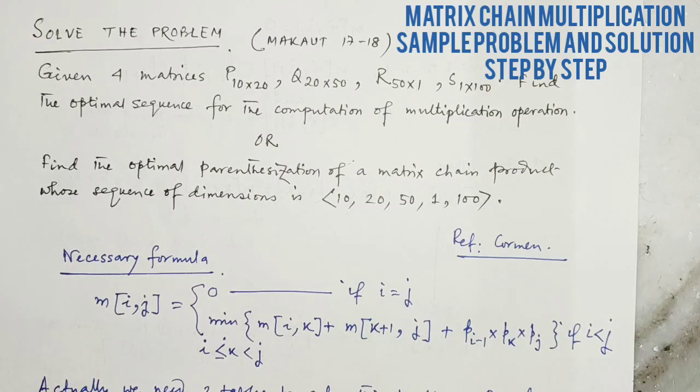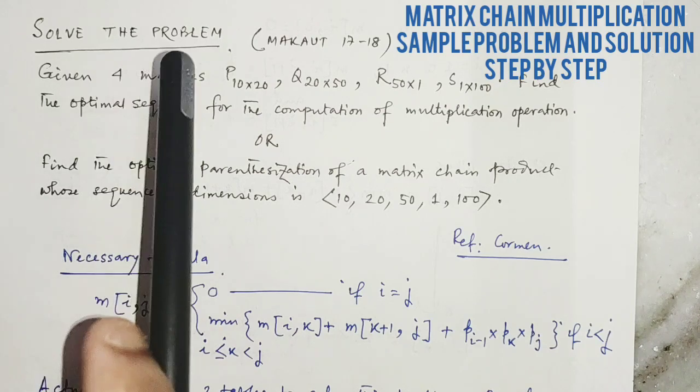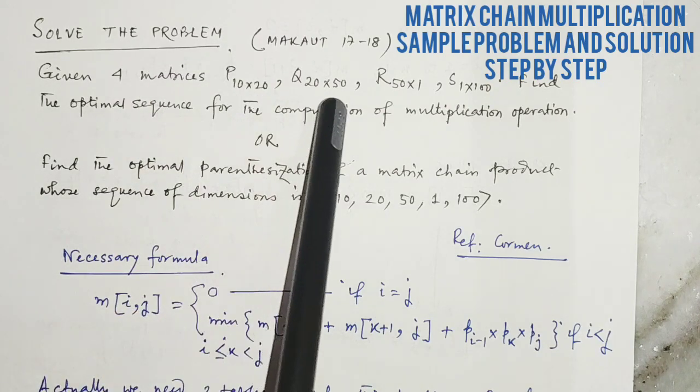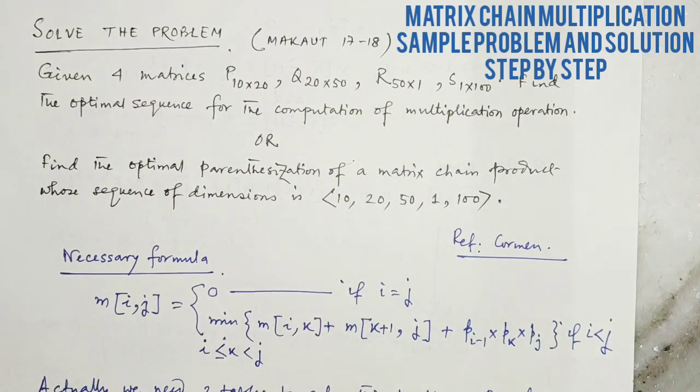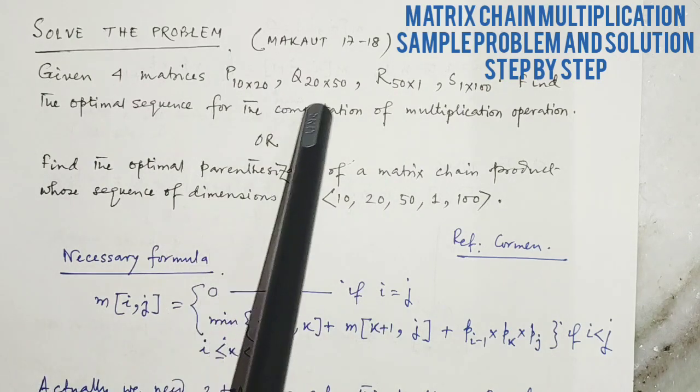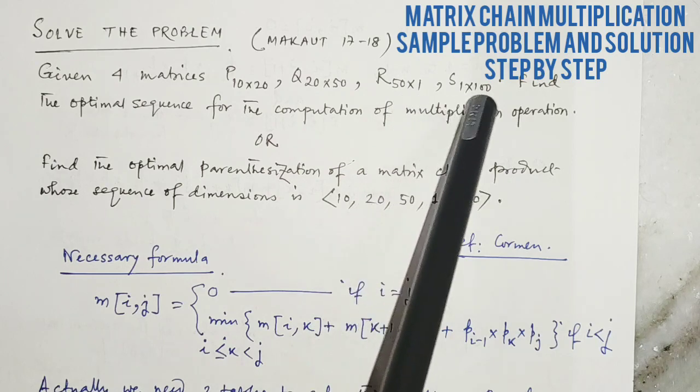So in this video we will solve a problem that is related to matrix chain multiplication. The problem may be given as: given four matrices P, Q, R and S, the dimensions are also given: 10 cross 20, 20 cross 50, 50 cross 1 and 1 cross 100.